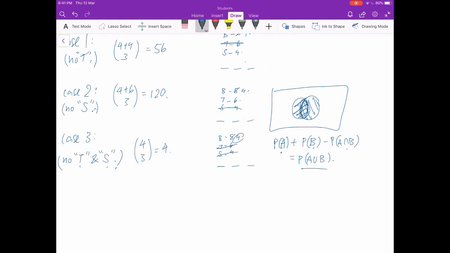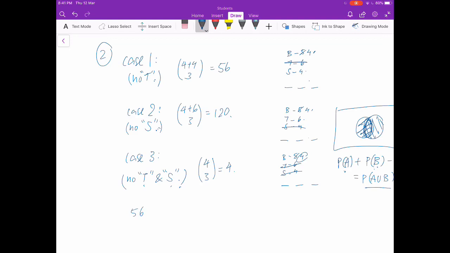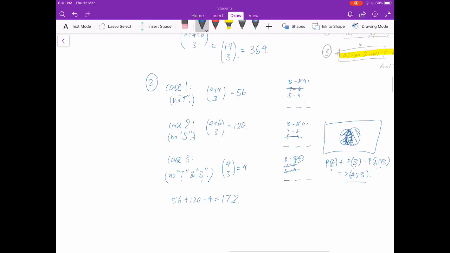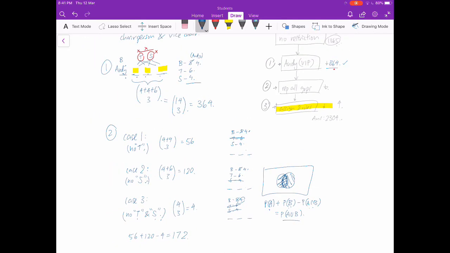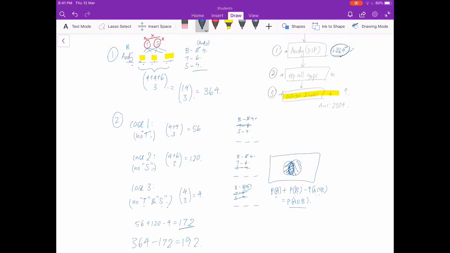Now back to my idea here. Case 1 plus case 2 minus case 3. So we have 172. Remember, this is the complement case. This is the case that we do not want. Okay, so what must we minus? We must take this, again, the case with ND as VIP, minus 172. So let's do that. You get 192. Okay, so we have done stage 2.